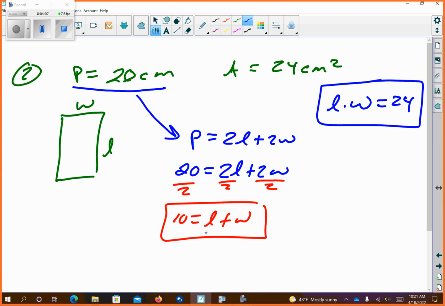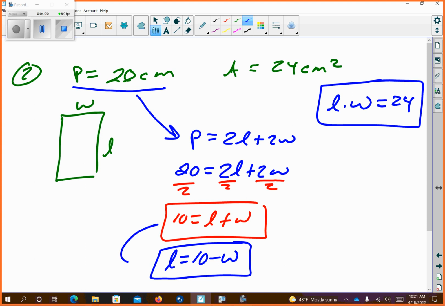So I think we should modify this first equation. And could we say this? And if so, what did I do to get to there? What did I do from here to here? Yeah, I subtracted W from both sides, and then I just kind of flipped the whole equation over. So now I can take this and plug it in here. And then that's going to allow us to say that, okay, I know that 10 minus W times W is equal to 24. Let's distribute here and here.